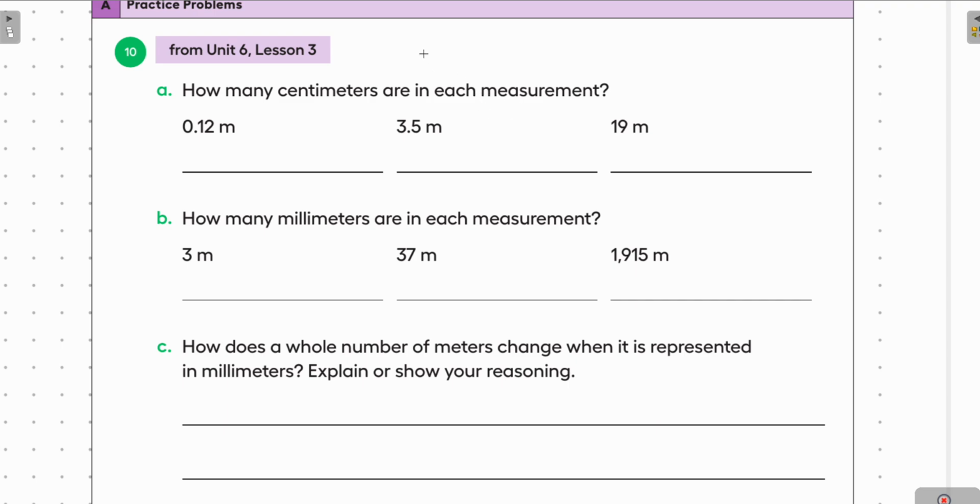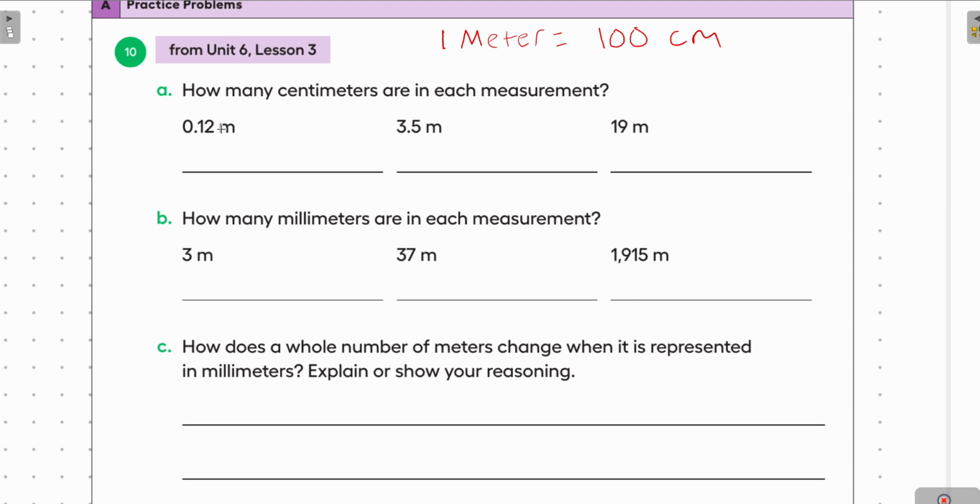So the first thing we need to know is that for every 1 meter equals 100 centimeters. Okay, so that means that for every 1 meter, if we want to find out how many centimeters there are, we are going to multiply it by 100 because 1 meter equals 100 centimeters. So for each of these, we are going to multiply them by 100.